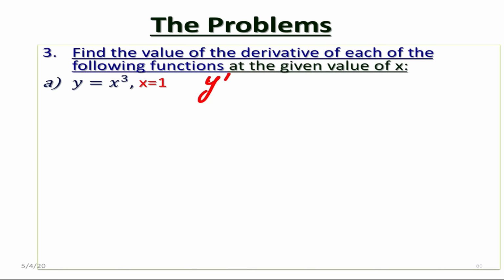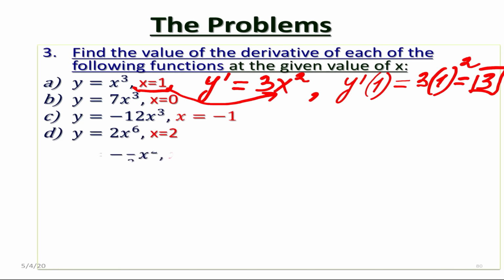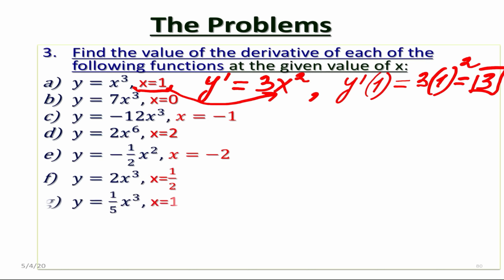Say we have y equals x cubed and x is 1. First of all, you need to find the derivative y prime, which is 3x squared by the power rule. The next step is to take this x equals 1 and replace your x with 1. In other words, you want to substitute 1 into your derivative. So y prime of 1 equals 3 times 1 squared, which simplifies to just 3. So that's the answer. You would do the other functions the same way.